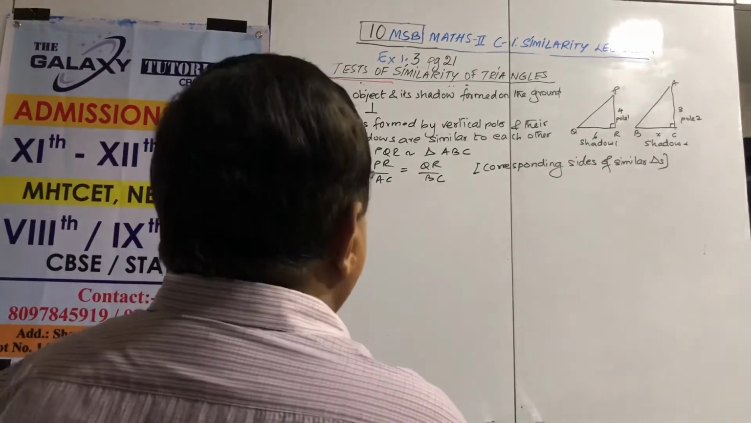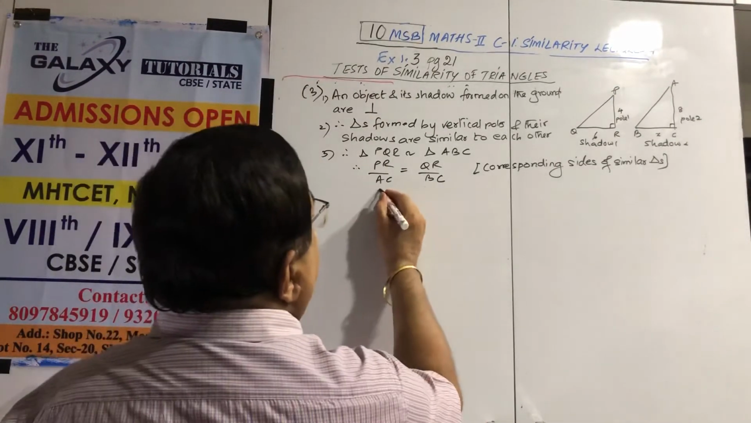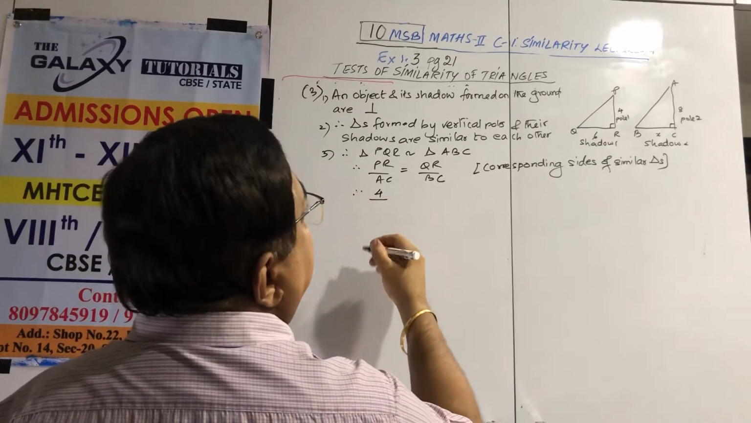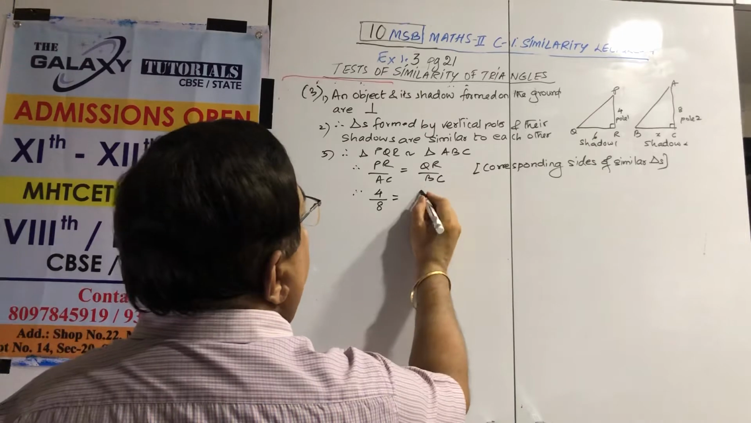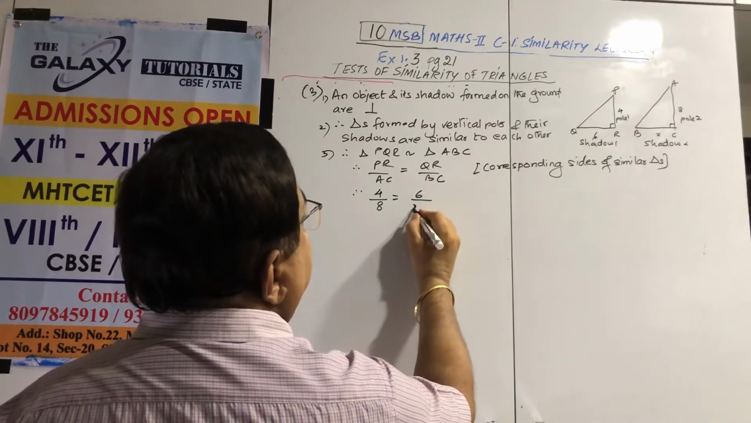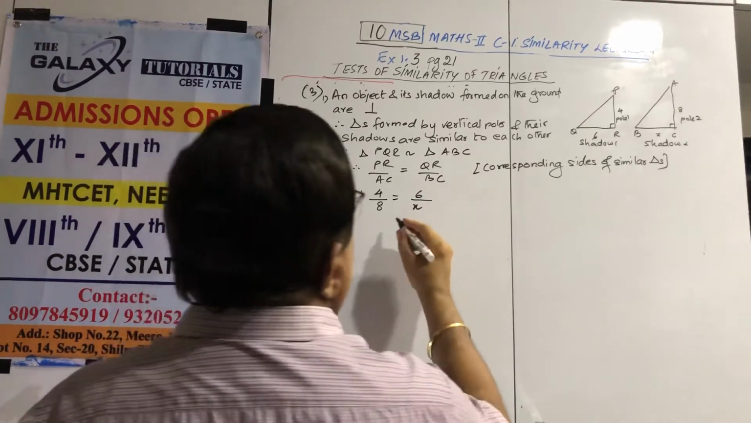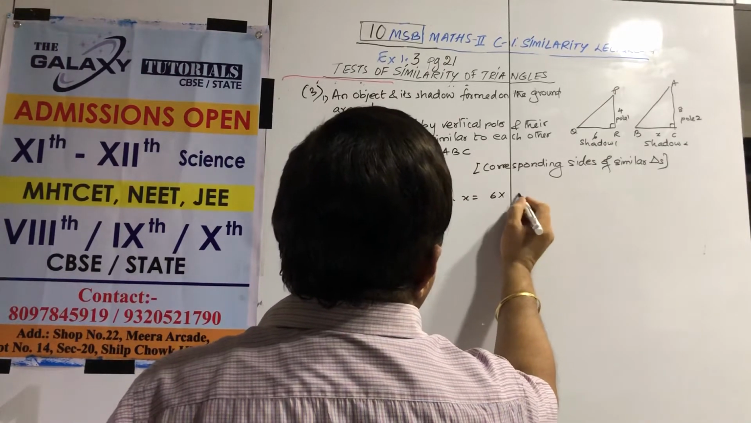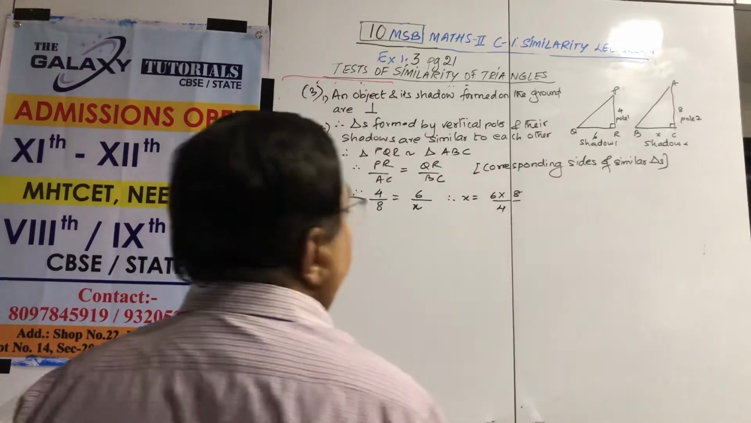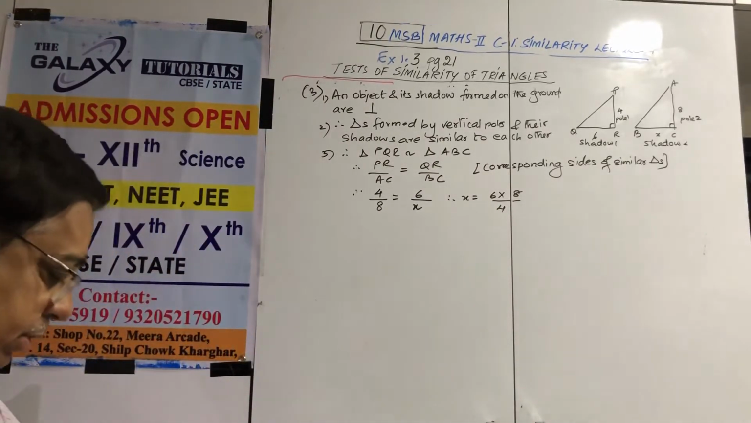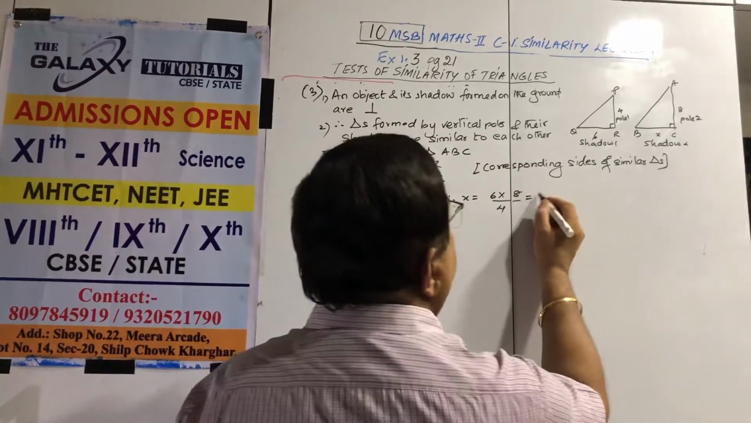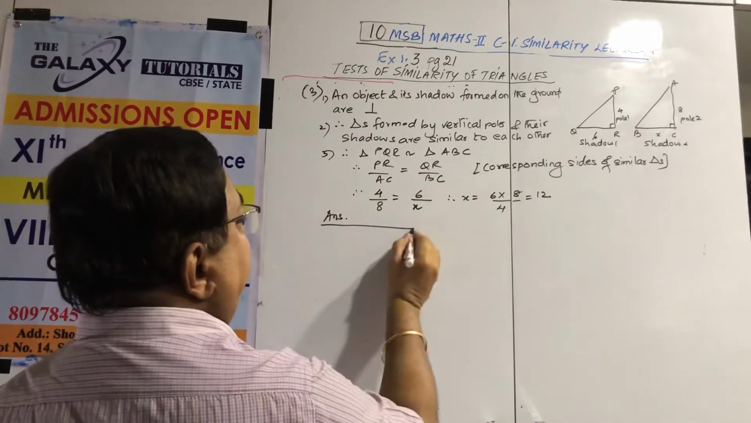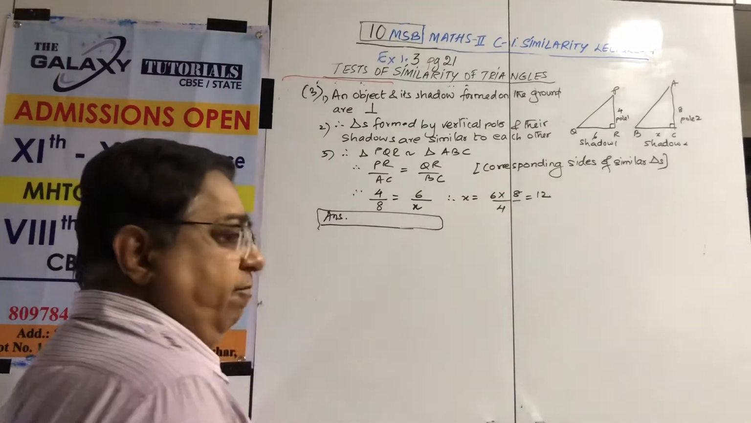Now, we'll put the values. PR is 4 and AC is 8, QR is 6 and BC is X. Now my friends, X is equal to 6 into 8 divided by 4. You can see, this will give me 12. Please write the answer in words, otherwise marks will go.